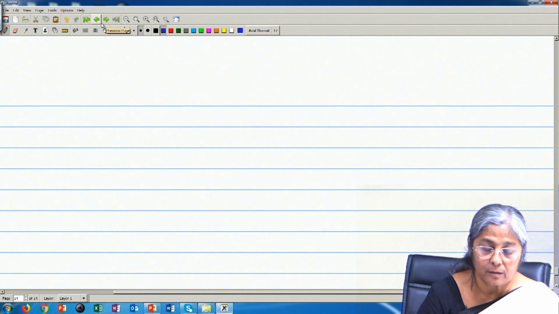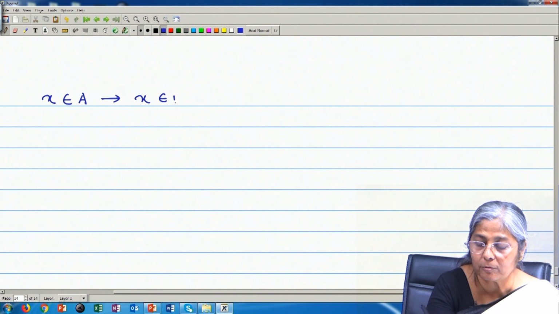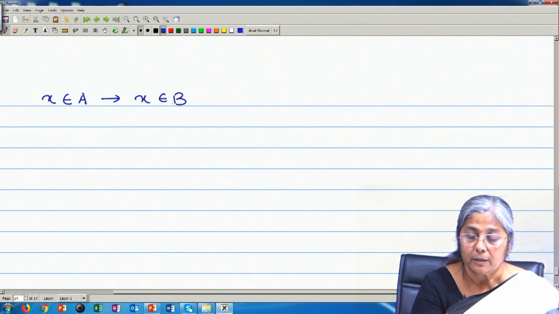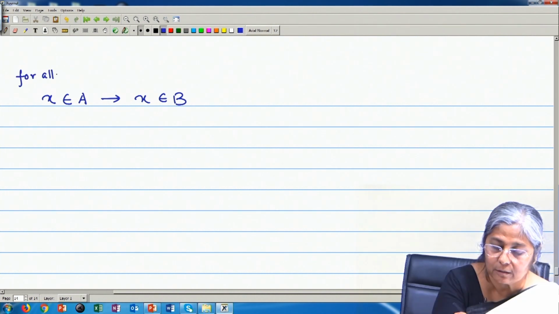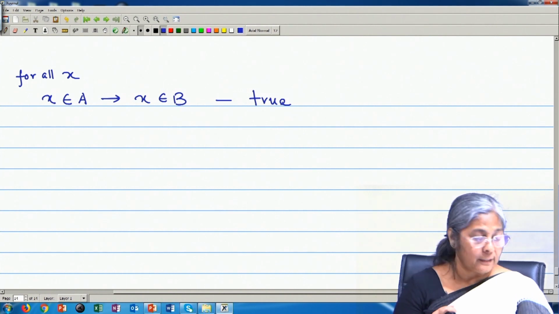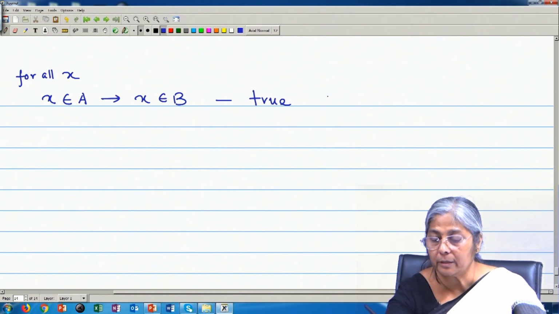Now, using propositional logic, if we write that x belongs to A implies x belongs to B, and if it is true for all x, then we say that A is a subset of B.